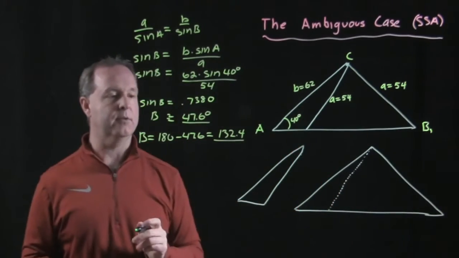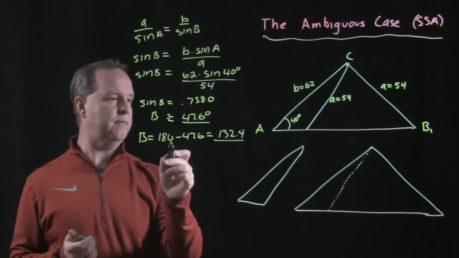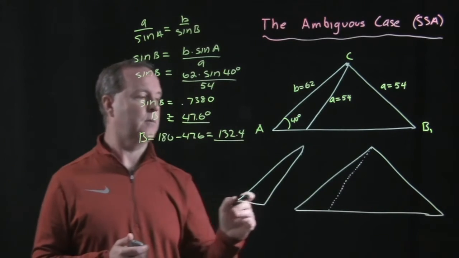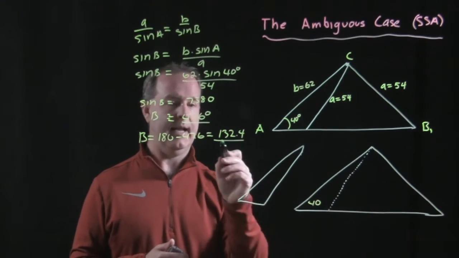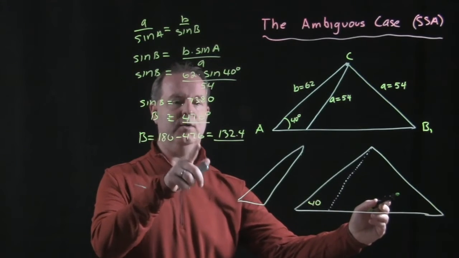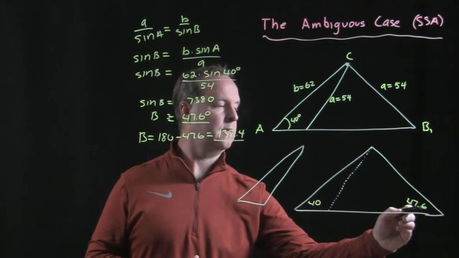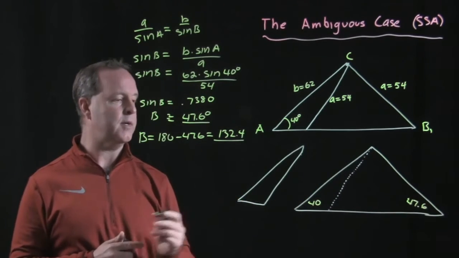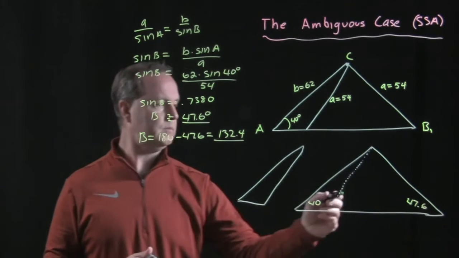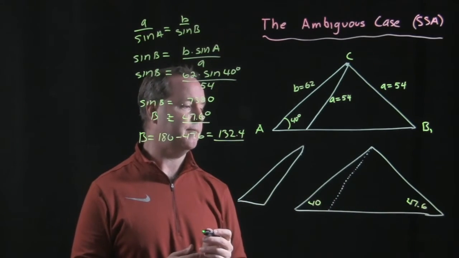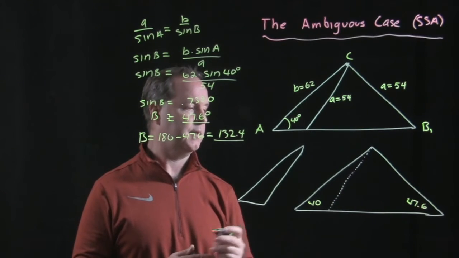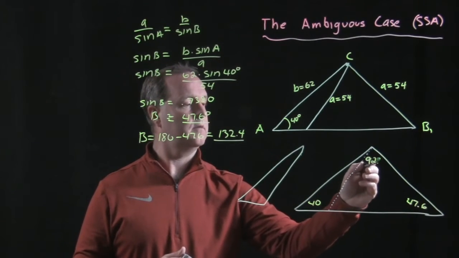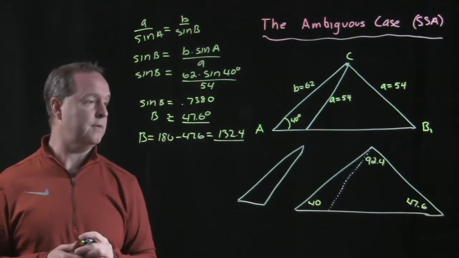Are both of these values possible? Well, if I had one that was 40, and this one is acute, which is 47.6, that one's possible because then all those are less than 180 degrees. So that one can equal 40 plus 47.6, that's 87.6. So that makes that 92.4 degrees. That's a possible triangle.